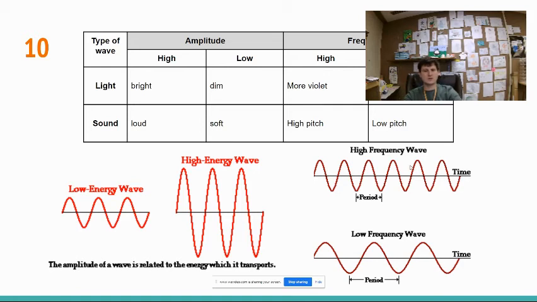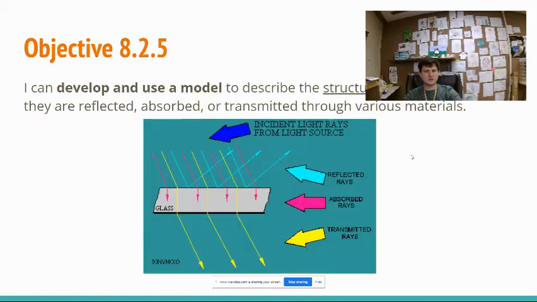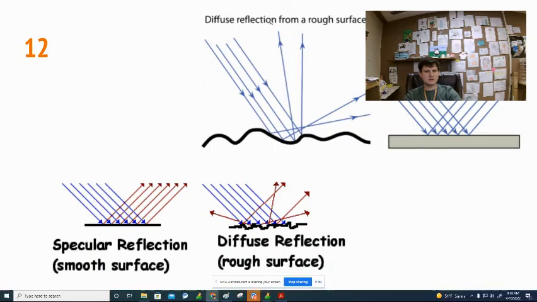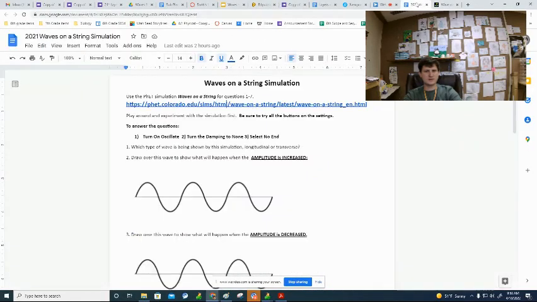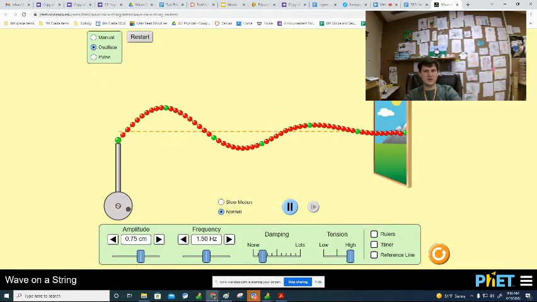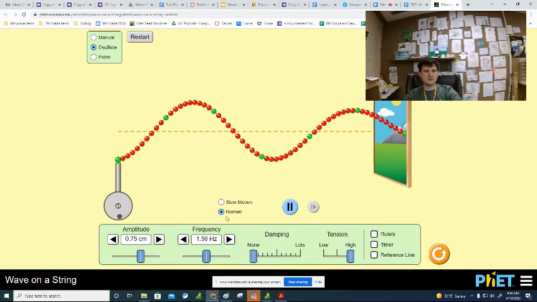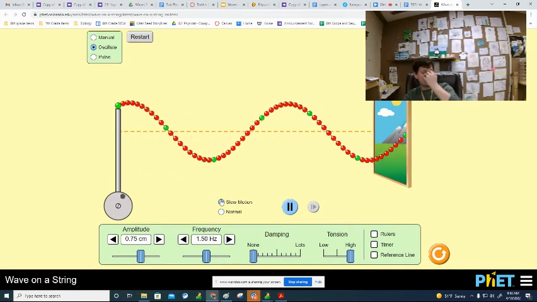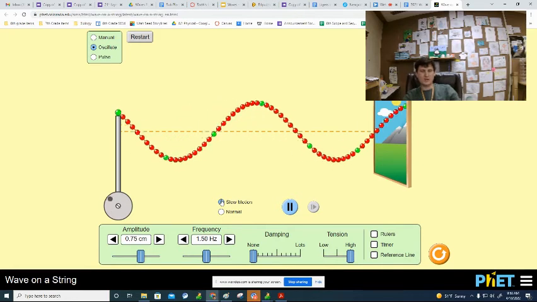So let's take a minute really quickly and look at our assignment for the day. Today we're going to be dealing with the waves on a string simulation. It's important that we follow the instructions. You're going to want to turn on oscillate, turn the damping to none, and select no end. You can go slow motion if you want. And we're just going to observe waves.